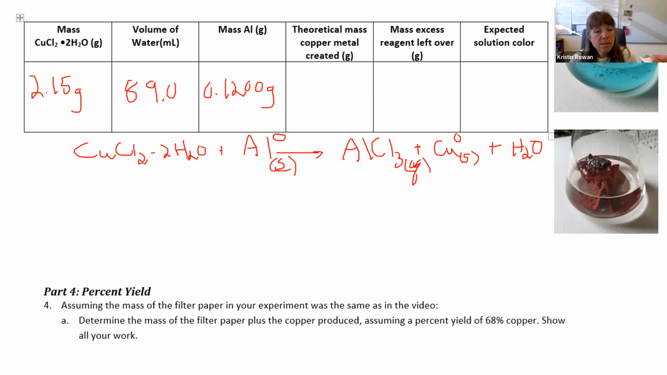And then I'm going to balance this. So to balance it, there's 3 chlorines here, and there's 2 chlorines over here. So 2 and 3, least common denominator is 6. So I'm going to put a 3 right here. Then I'm going to have 2 right here.